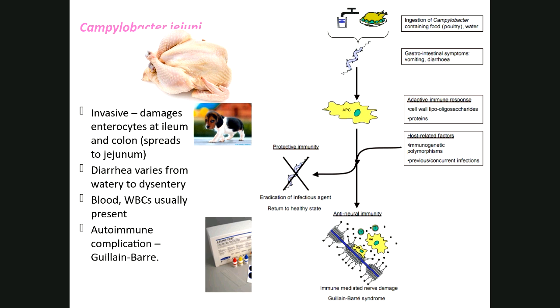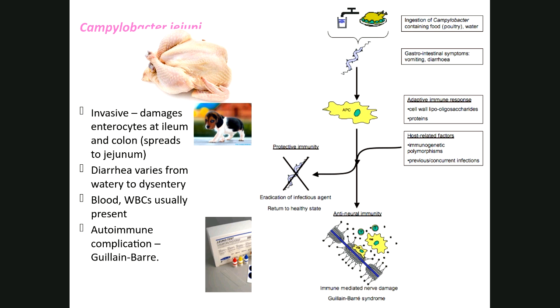It is an invasive infection. It will damage, destroy the enterocytes, and starts at the ileum, then down to the colon, and then could also affect the jejunum. So diarrhea, mostly it is dysentery type, but could be watery also. Blood and WBCs are usually present, and it will behave like all other gastrointestinal diarrheas, but no hemolytic uremic syndrome.